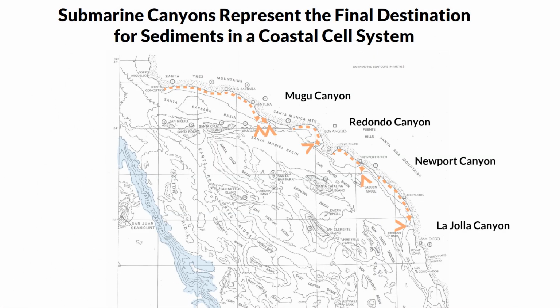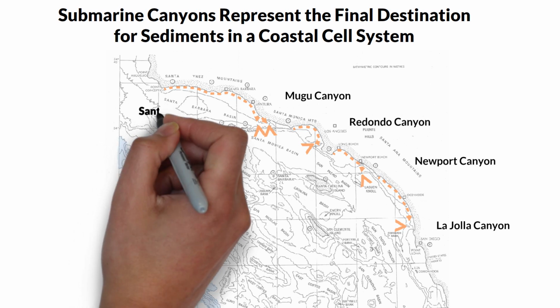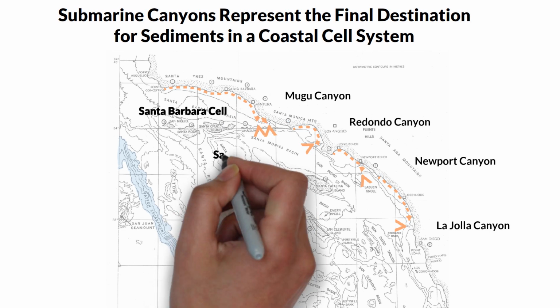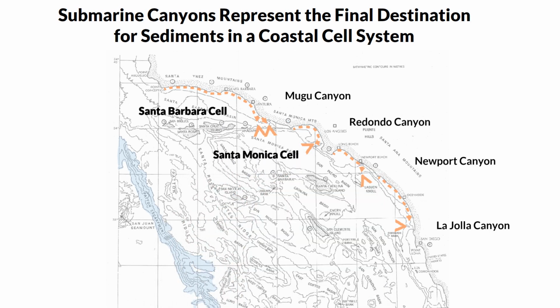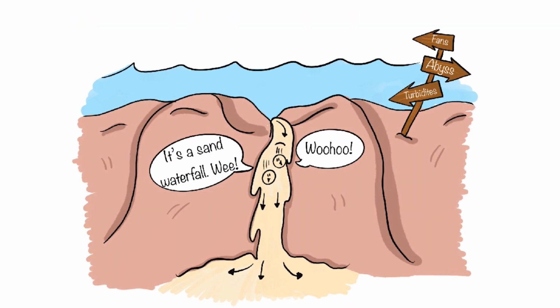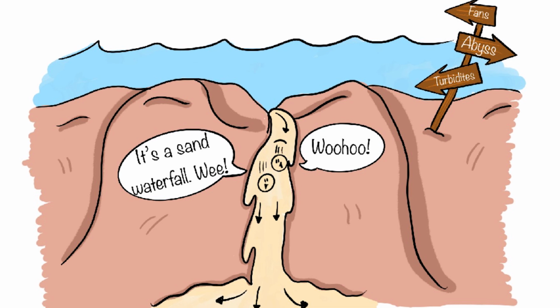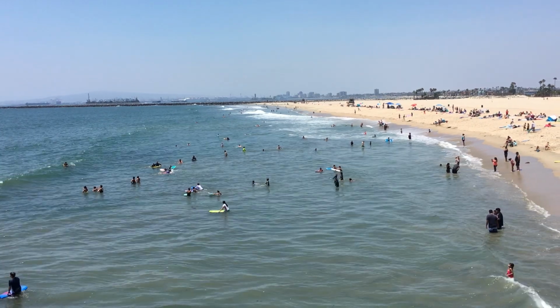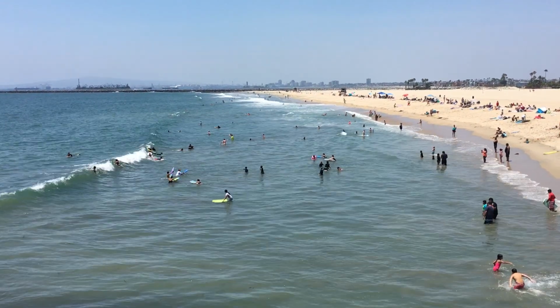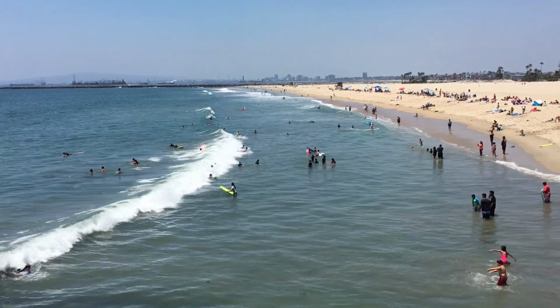Together with rivers and beaches, they form what is known as a coastal cell, the pathway of sediment transport from mountains to the sea. 4 major coastal cells encompass the beaches of Southern California: the Santa Barbara Cell, the Santa Monica Cell, the San Pedro Cell, and the Oceanside Cell. Together, these systems create a dramatic waterfall of sand, making Southern California's beaches among the most prized destinations in the world.